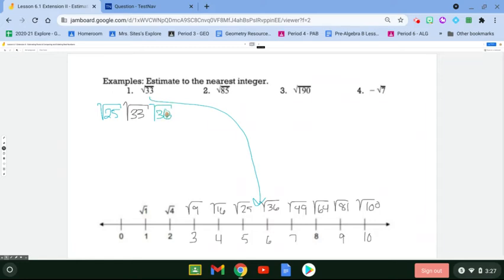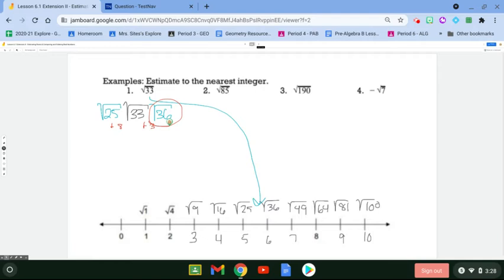Now I know it's going to take me 3 units to get to 36. I know it's going to take me 8 units to get to 25. So that means I know my answer to the square root of 33 is going to be closer to whatever the root of 36 is.